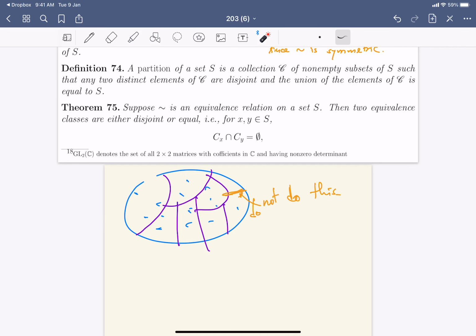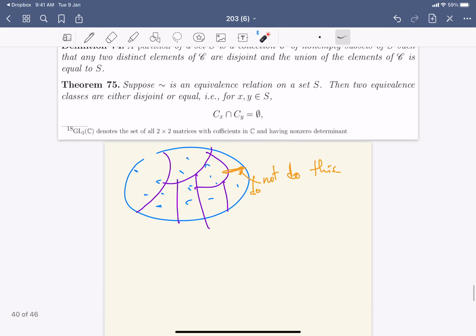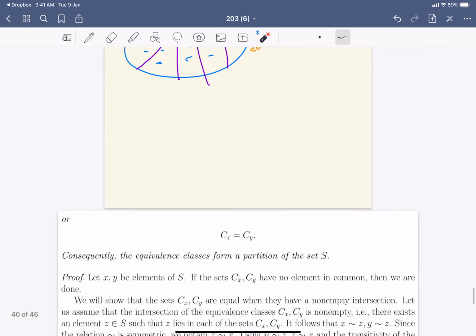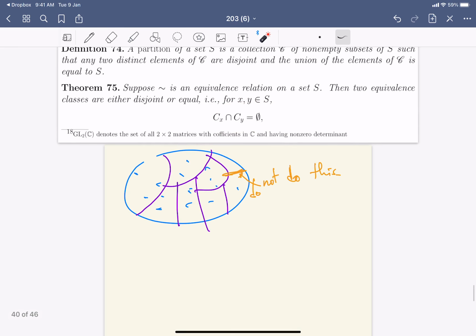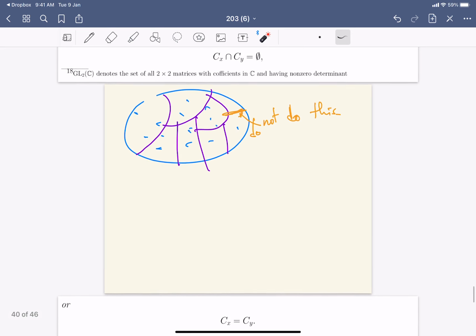Now we move on to an important result involving equivalence relations. It says that if you have a set S and an equivalence relation tilde on this set, then if you pick two equivalence classes, they are either equal or they are disjoint. So if you pick two elements x and y inside S and look at the equivalence classes Cx and Cy, then either they are equal or they are disjoint. That is something nice.